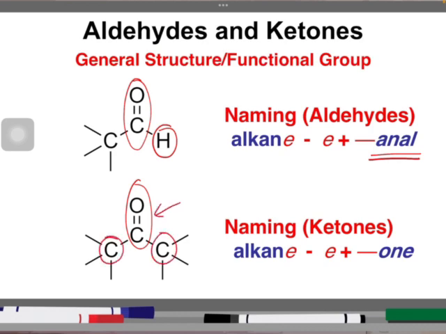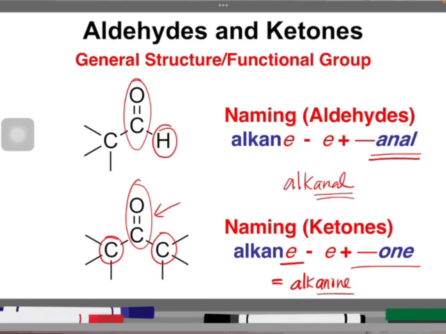So, how do we name your ketones? You still follow the same format. You drop the E from the alkane name, then you just add the "-one". Okay? So it becomes alkanone. That will be the format of its name. For the aldehydes, it becomes alkanal. Okay? Because of the anal suffix.